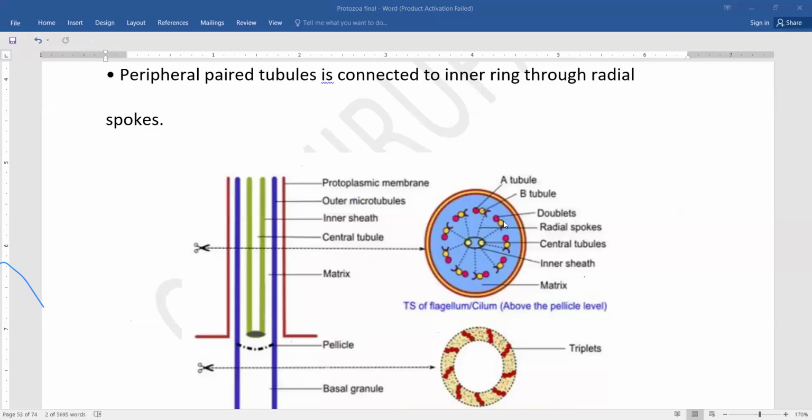Each of these structures, red and yellow combined, is known as a doublet. As there are two tubules in the peripheral region, 1 2 3 4 5 6 7 8 9. So nine peripheral doublets are present. Central, one pair of singlets are present. So this arrangement is called the 9+2 arrangement of flagellar structure.